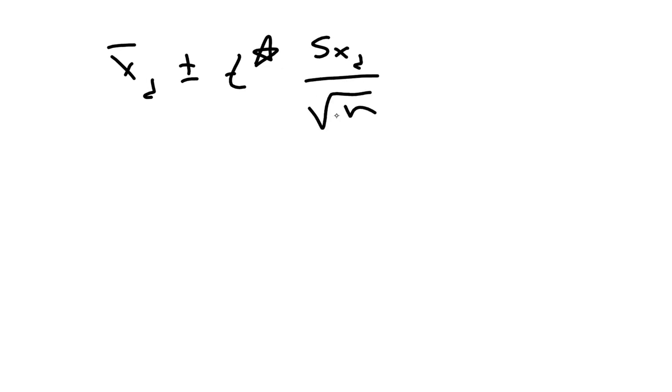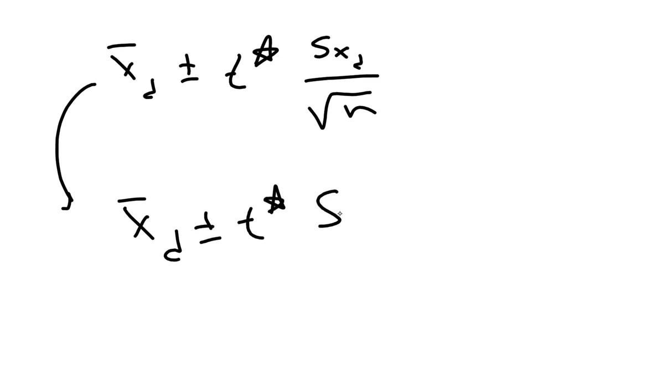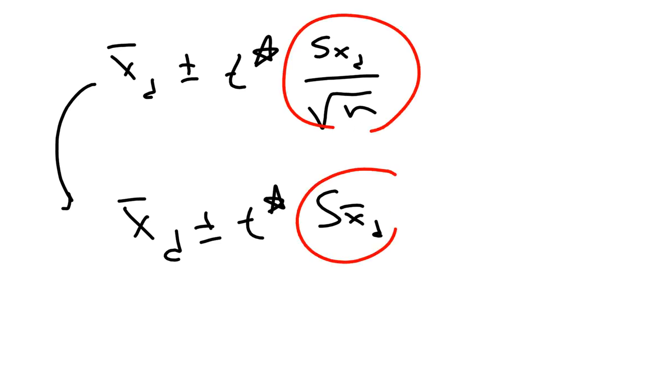So here's how it goes. It's x bar sub d plus or minus. Now remember, the standard deviations we have in this problem are based on samples. So that means we use a t interval. So we're going to put t star. If we had the standard deviation of the population of all differences, then we would use z star. And then this is going to be times s of x sub d over the square root of n. If you wanted to, you could write this instead: x bar sub d plus or minus t star times s of x bar sub d. These two things are really the same.